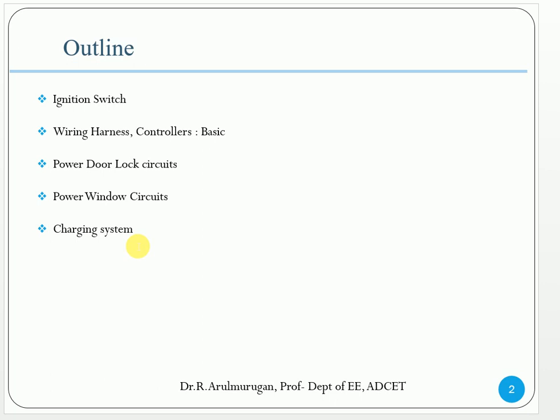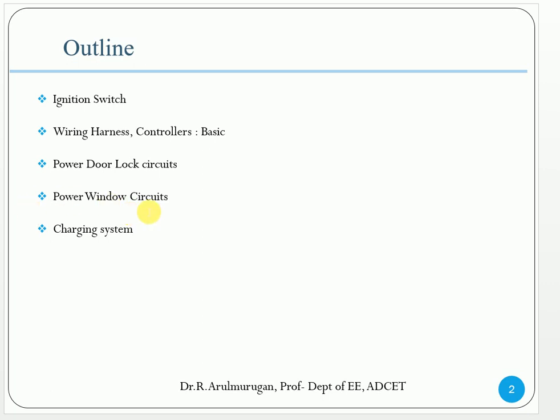So where are the power door and power window used? We use them in the car. In recent days we are using power doors and power windows. What about previously? Previously we used the conventional method: a mechanical type of locking system, a spring type of locking system, for both the door as well as the window.